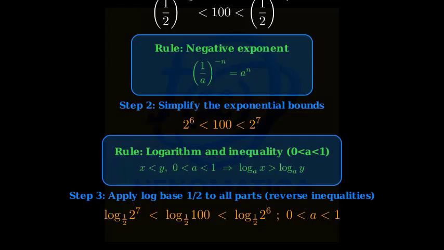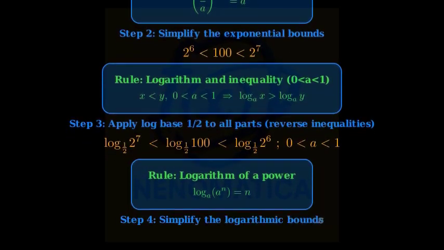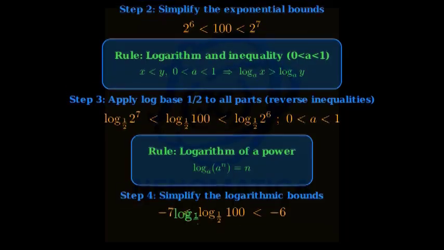Use the power rule of logarithms. Log base a of a to the n equals n. Since 2 equals the reciprocal of 1/2, the results are negative integers. Therefore, the characteristic, the integer part, is negative 7. On old-style logs, we write this as 7 with a bar.